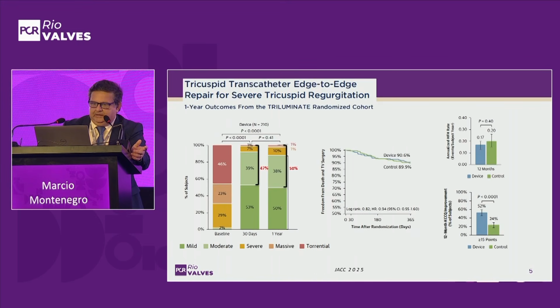And when we see other, more contemporary solutions, like the TRILUMINATE 1-year outcome, at 30 days it's possible to see the benefit, but at 1 year, we can see that half of the patients have some grade of TR, and if you remember that in this kind of patient the survival is less. So it's important to see that sometimes it's not easy to maintain the results at the end of 12 months of follow-up.